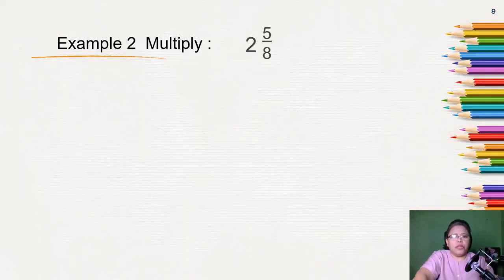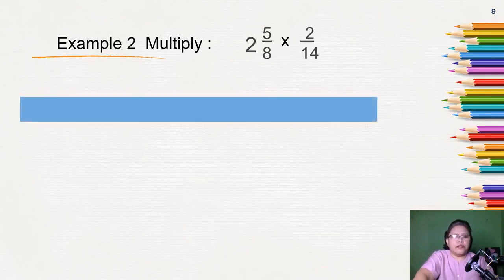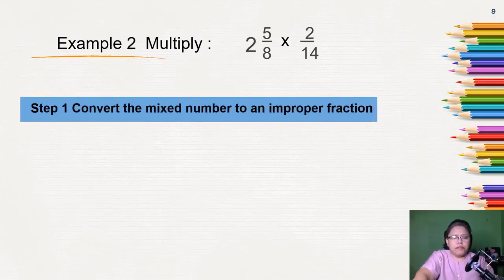Right? Example 2. Multiply 2 and 5/8 times 2 over 14. So, first step ulit. Convert the mixed number to an improper fraction. So, this time, may isang mixed number, tapos fraction yung isa, diba? So, convert natin yung 2 and 5/8 into an improper fraction. Again, multiply natin ang denominator with the whole number, and then add yung numerator. Okay, so 8 times 2, that is 16. Idagdag natin yung 5, that is 21. So, this is 21 over 8. And then times 2 14ths.